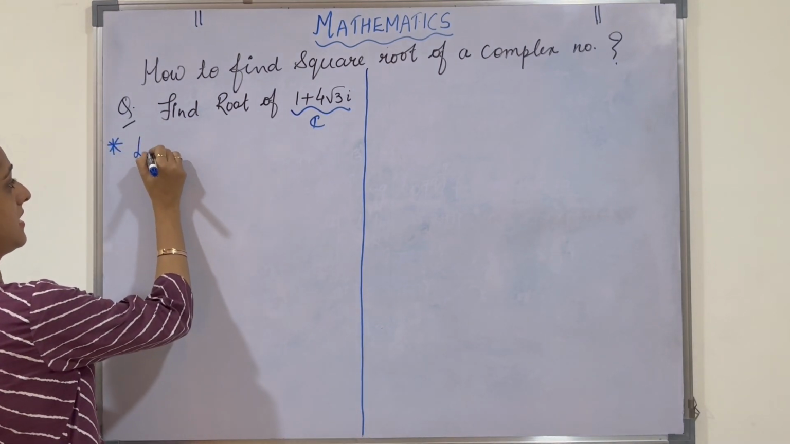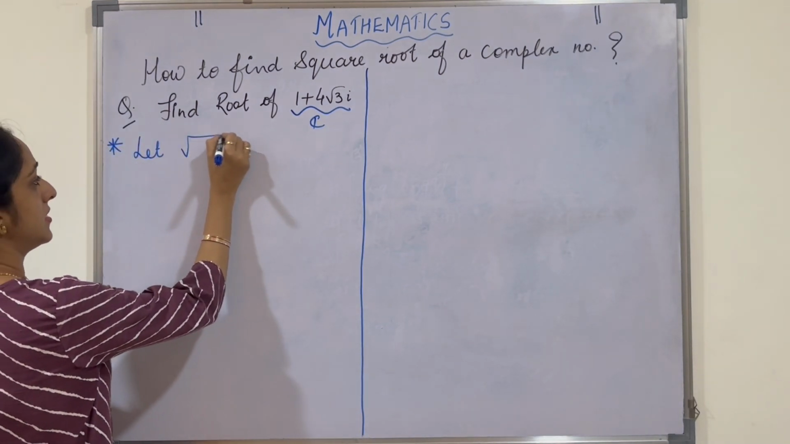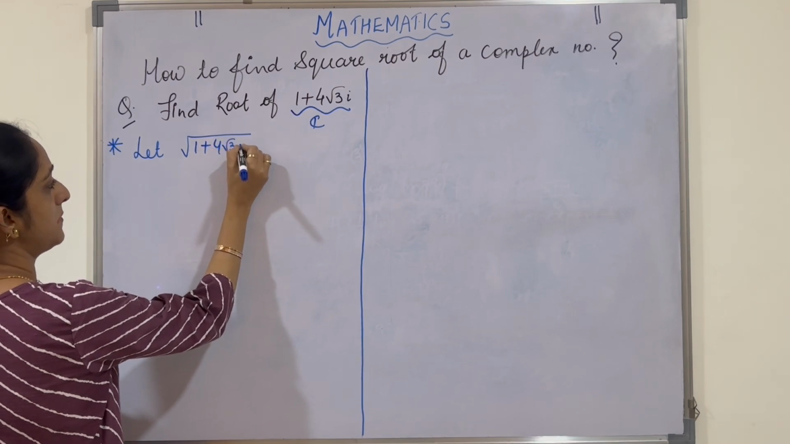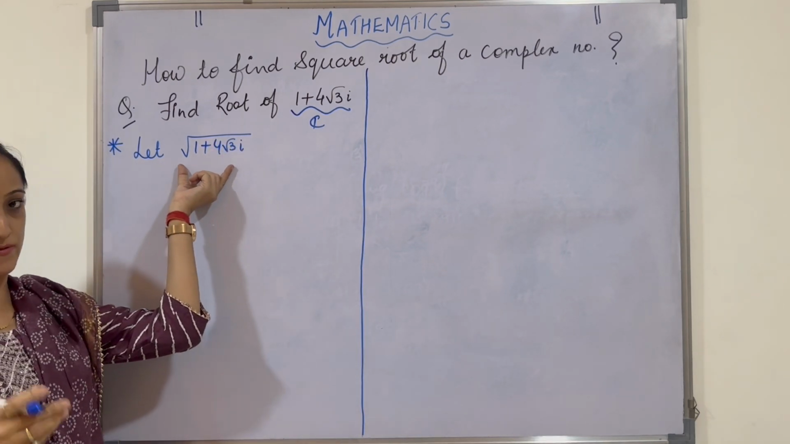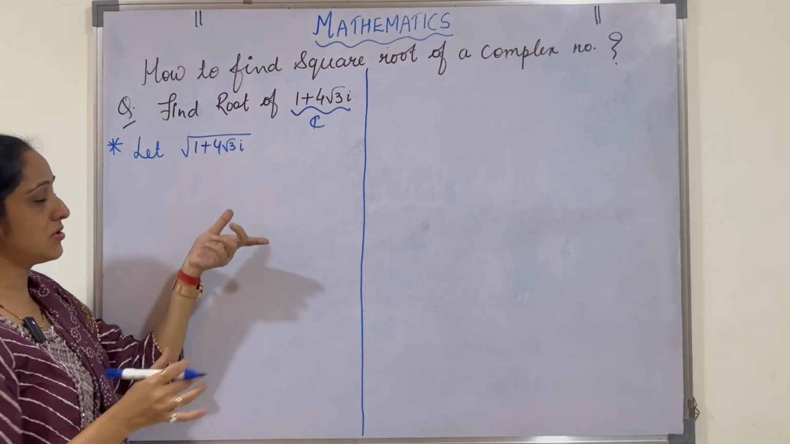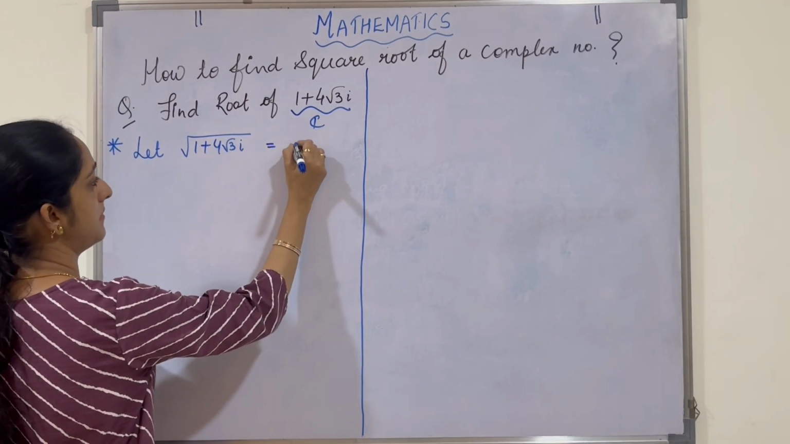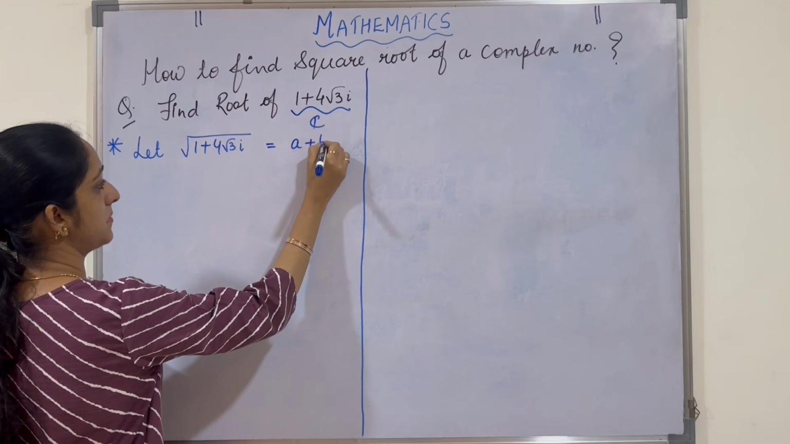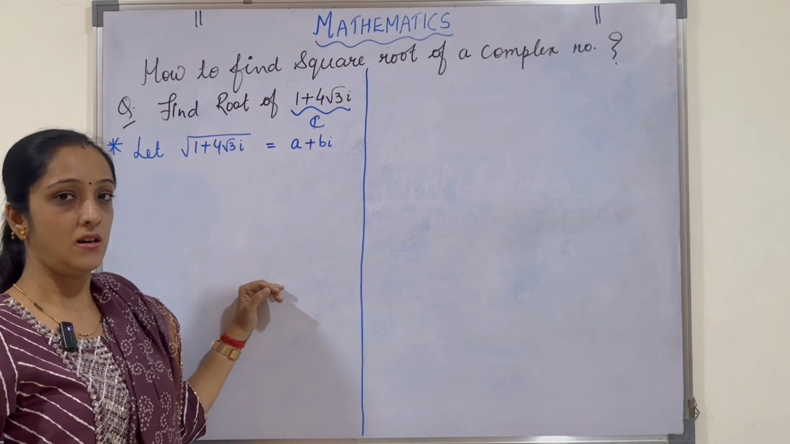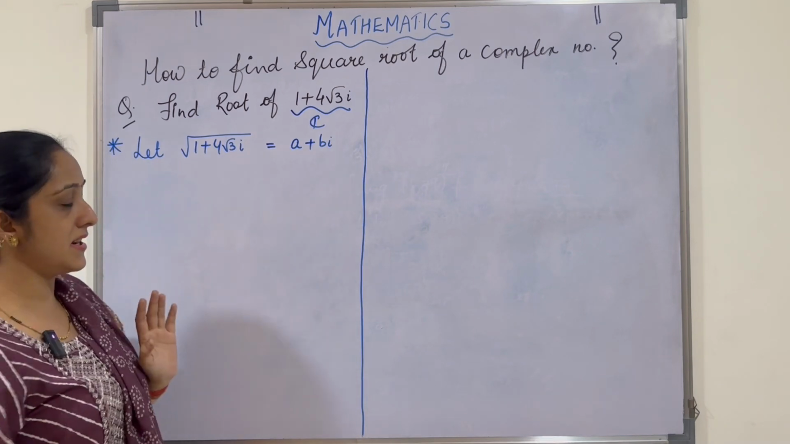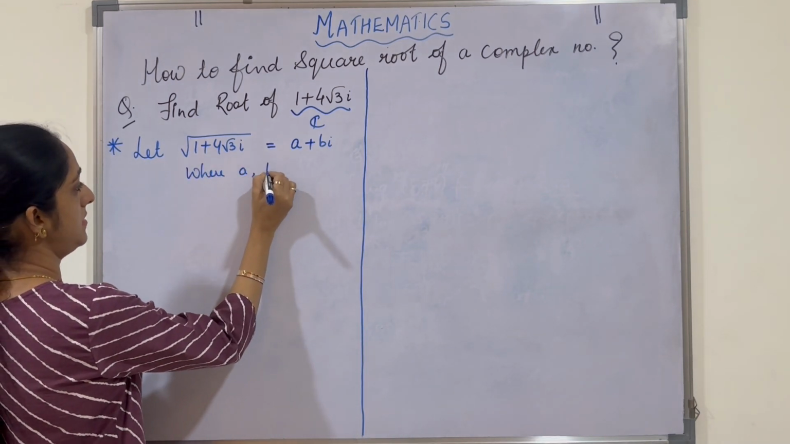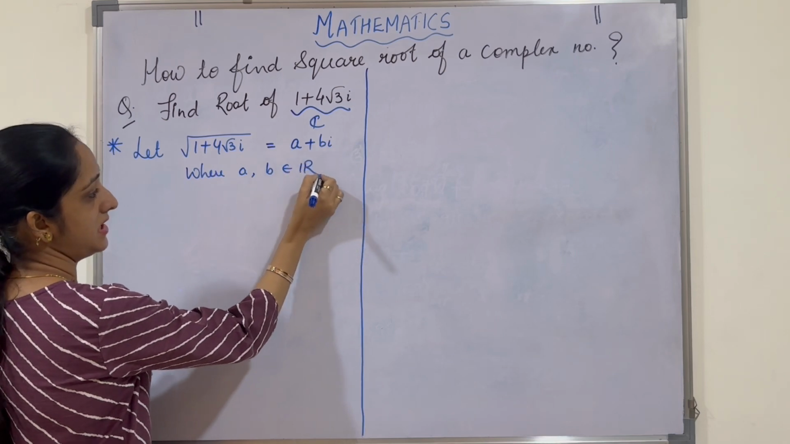So we always start with root of the given complex number, which is 1 plus 4 root 3i. This is what we want to find. We don't know its answer, so we assume that root of this number is suppose a plus bi, because root of a complex number will always be a complex number. So this is what we are assuming, where a and b are nothing but real numbers.